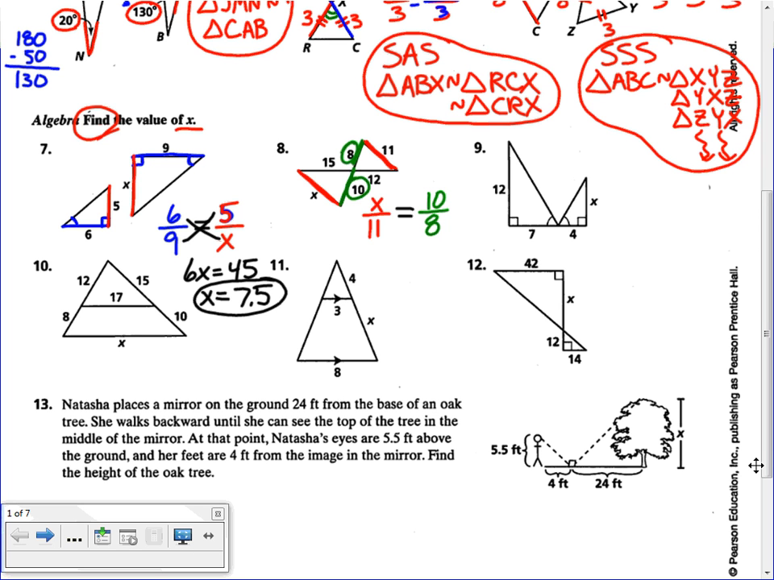And now I can cross multiply. And I get 8x equal to 110. Once again, I can go to my calculator, do 110 divided by 8, and I get 13.75.